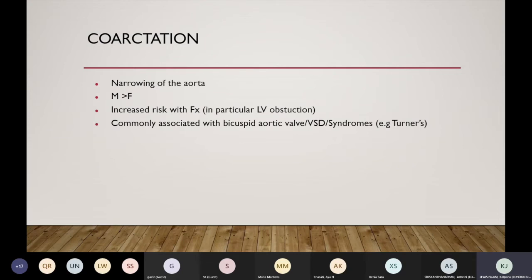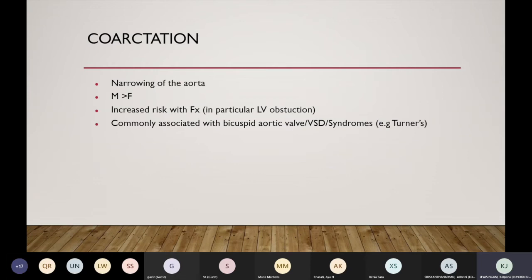Now, going to coarctation. Coarctation is narrowing of the aorta. The aorta is the blood vessel that pumps blood from the left ventricle to all parts of the body. We can divide it into 3 parts: the ascending aorta, the aortic arch, and then the descending aorta that continues to become the thoracic aorta and then the abdominal aorta.